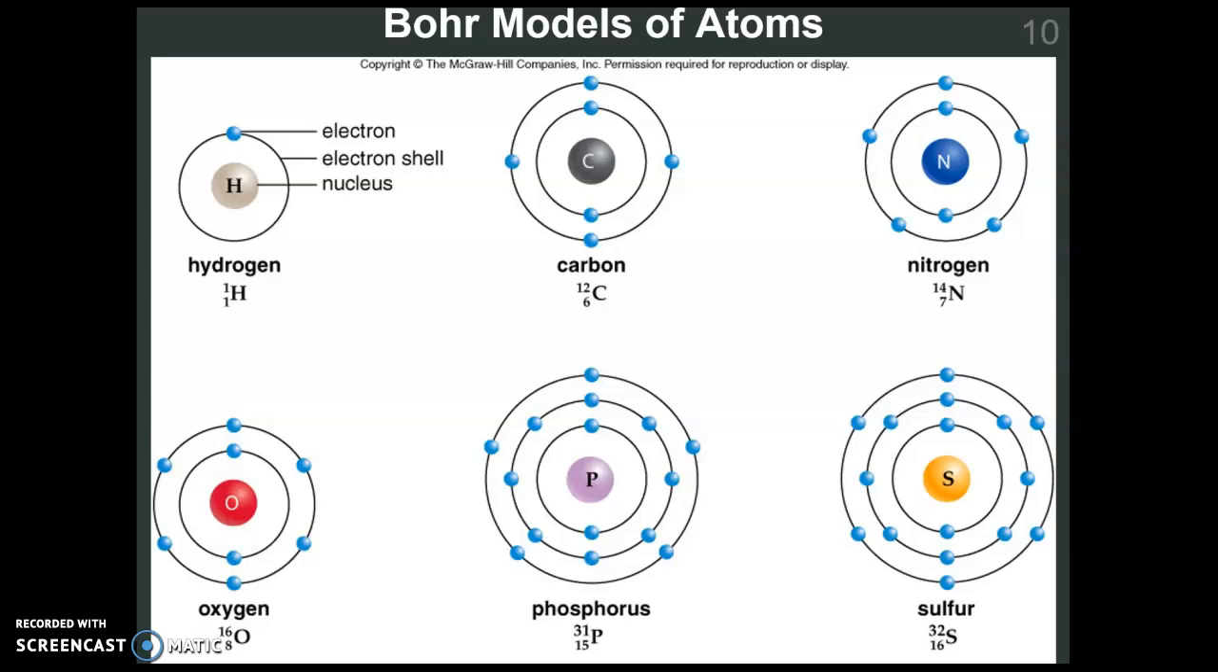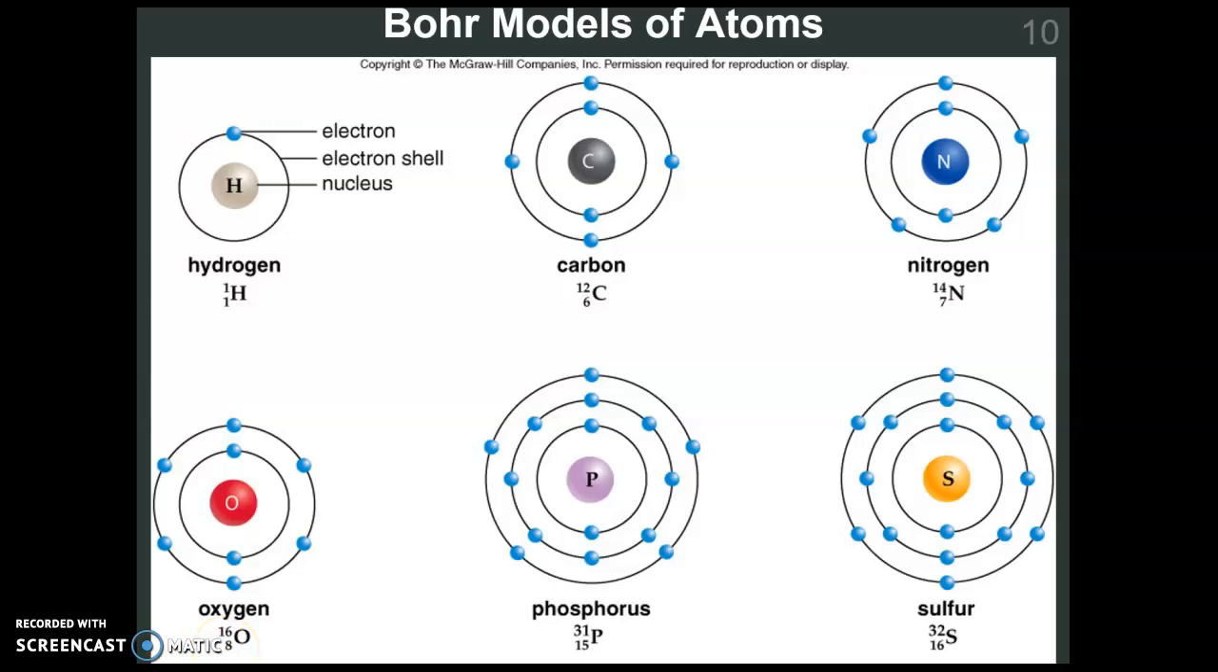Hello students, welcome back. We were just discussing Bohr models of atoms and looking at the distribution of electrons in the shells outside of the nucleus. So just to return to that idea, we have down here in the bottom left-hand corner of the slide, oxygen with its two numbers. Our atomic symbol is O for oxygen, and the lower value number is 8. That is our atomic number.